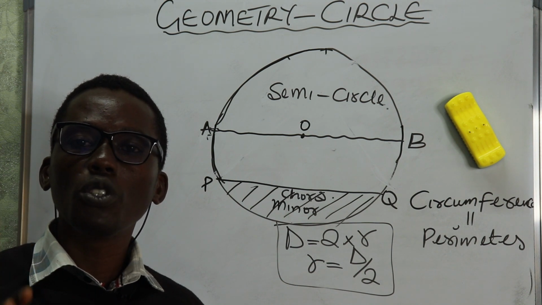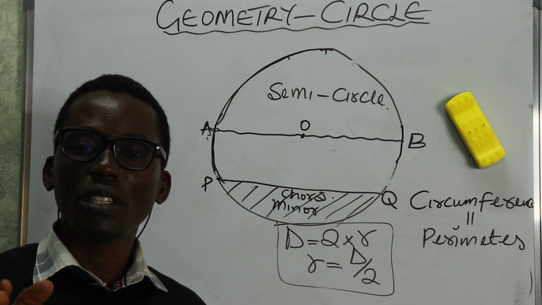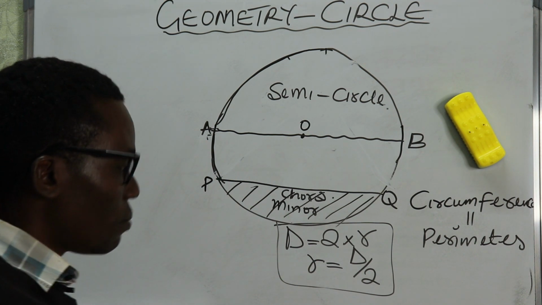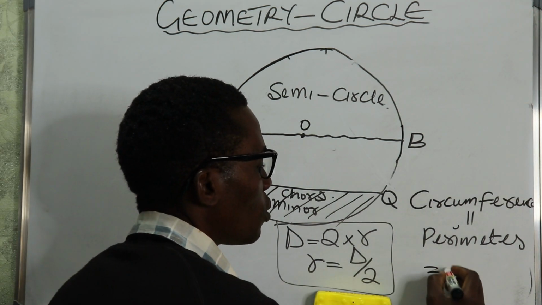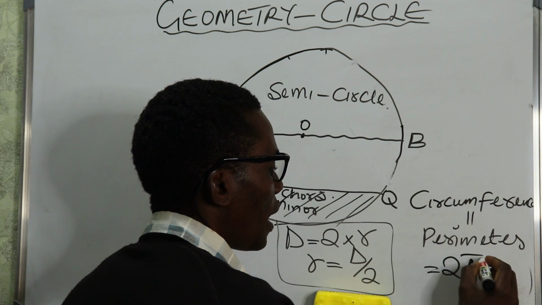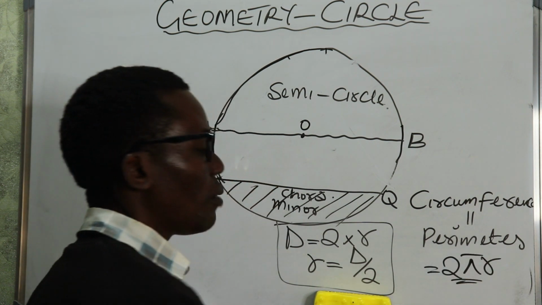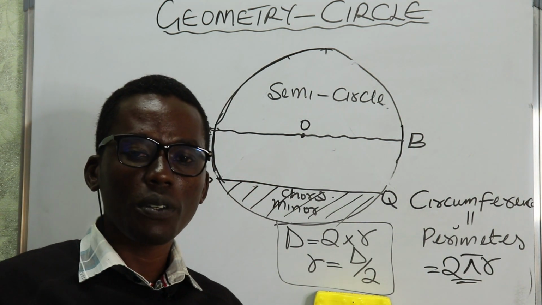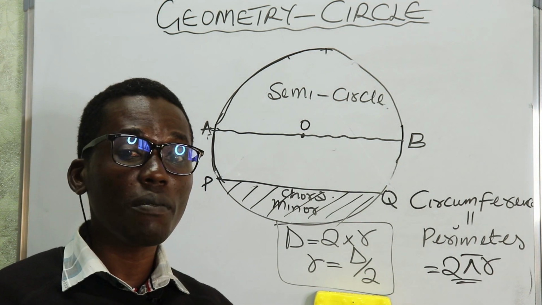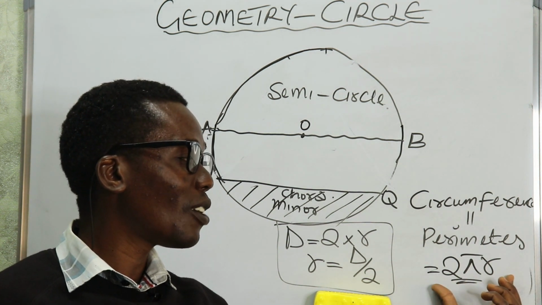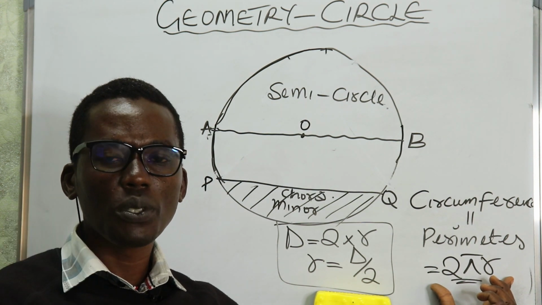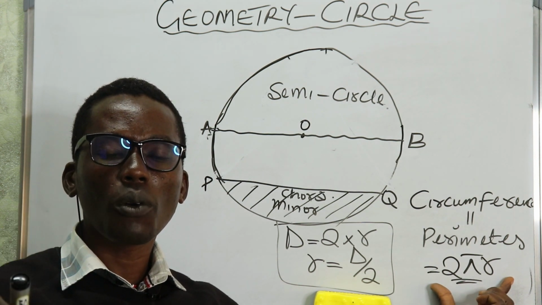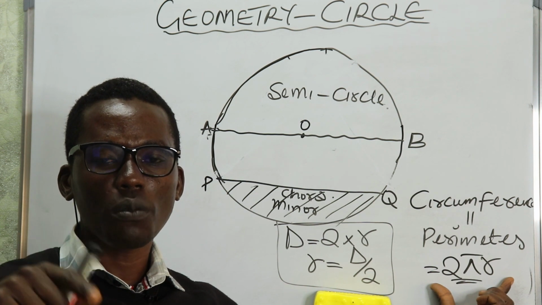They invariably want you to find the circumference of the circle. The circumference of a circle is always equal to 2 pi r, and that's the formula for calculating the circumference of a circle. So whenever they ask you to find the circumference or the perimeter of a circle, don't get confused. They simply want you to calculate the circumference of the circle.